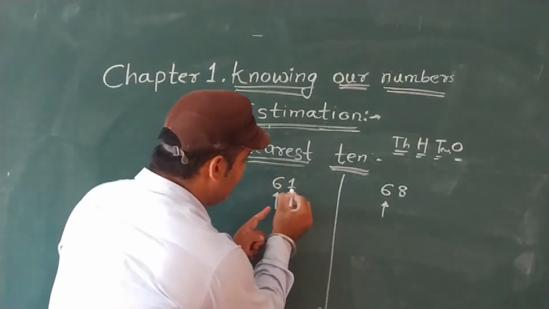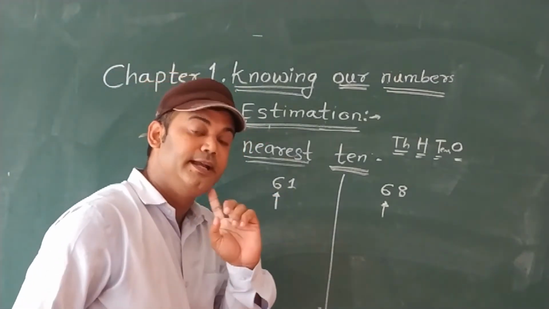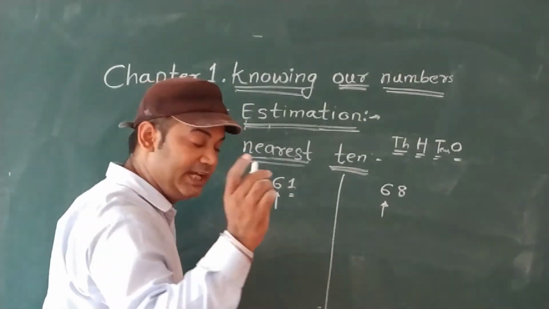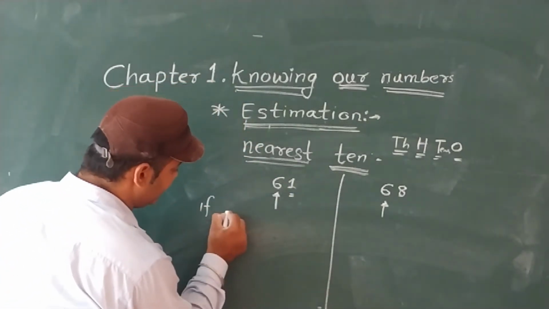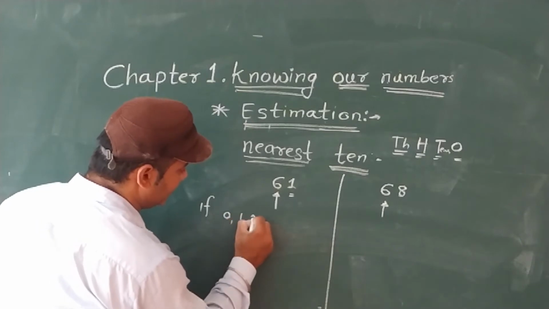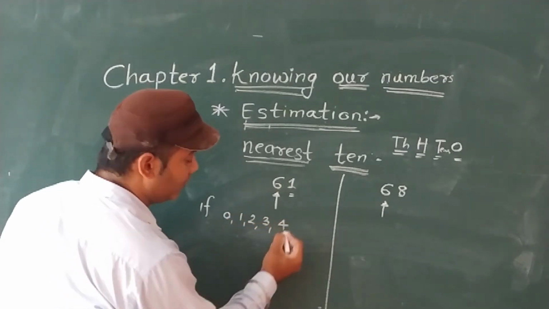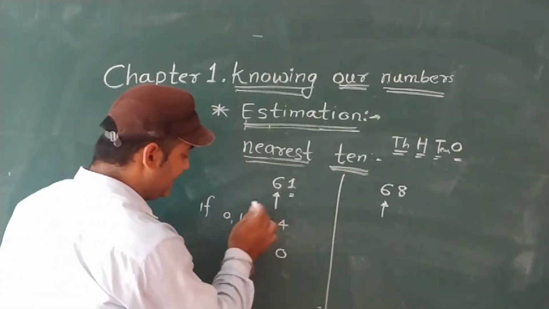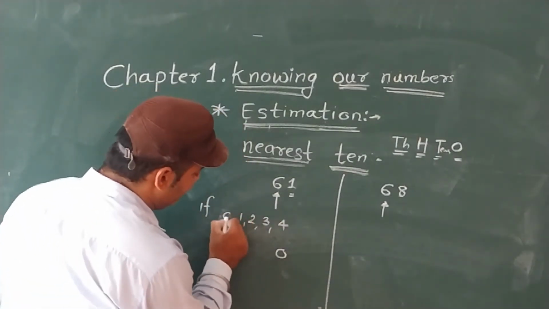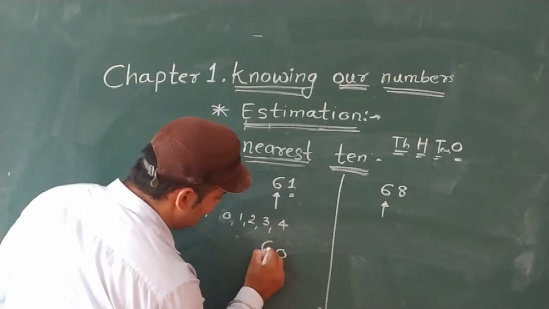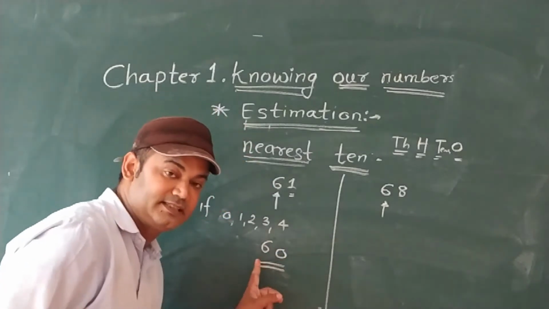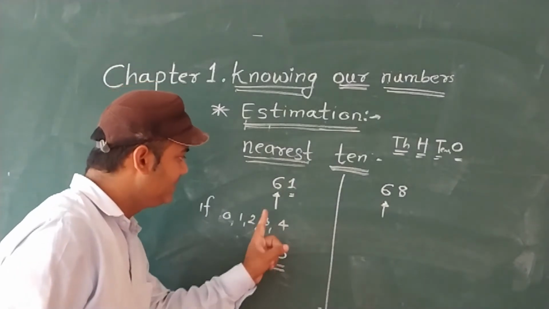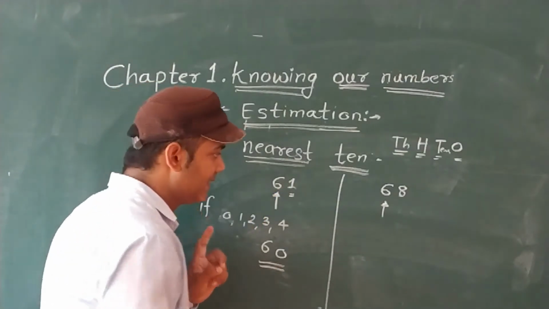Now see the first example. You have to see the next digit. What is the next digit? 1. If the next digit is 0, 1, 2, 3, 4, make it a 0. First digit as it is. So you can say that 60 is the nearest 10 to 61.